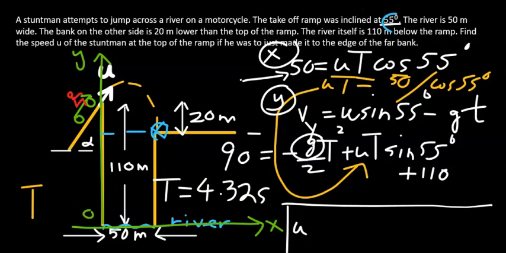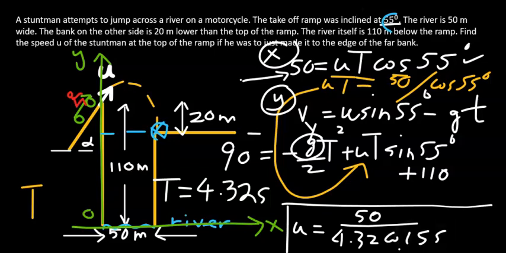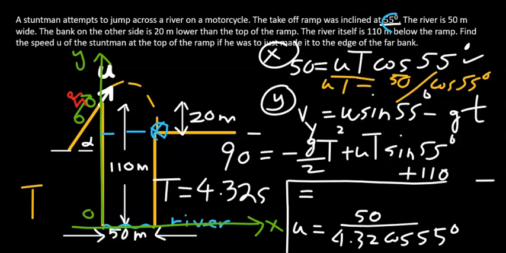You see it is just 50 divided by T, which is 4.32 seconds, times cosine 55 degrees, which will give you a value of 20.18 meters per second. So that is the speed of the stuntman at the top of the ramp.